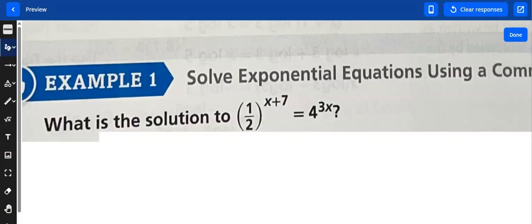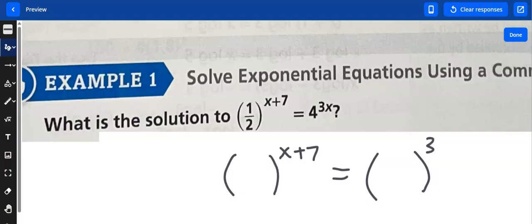I want to solve this exponential equation. Is there a common base for 1/2 and 4? Some number that you can think of that you could rewrite 4 and 1/2 also.